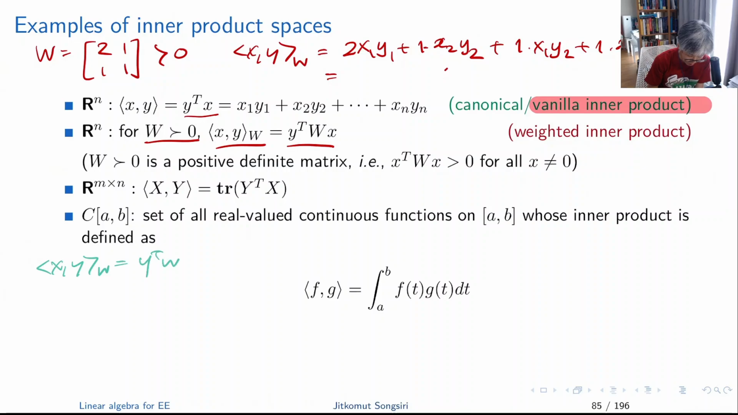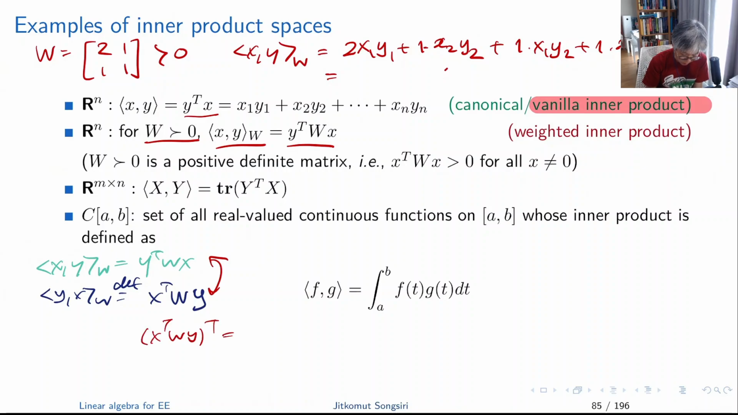Is this right? You use the second argument transpose and then WX. And how about YXW? If you follow the definition, it's supposed to be X transpose WY. Okay. And because these two turn out to be scalars, if I transpose the scalar, I should get the same quantity.